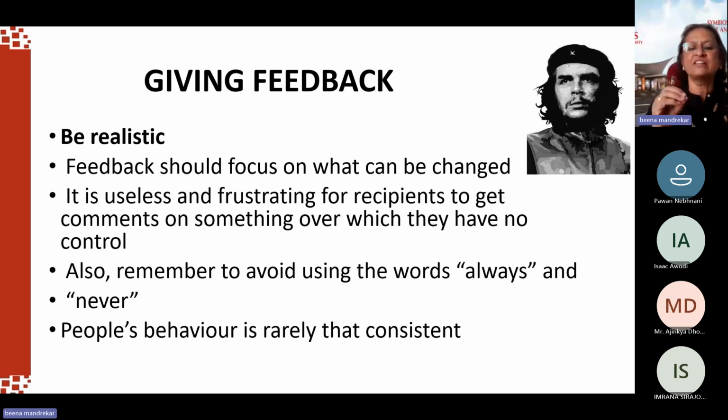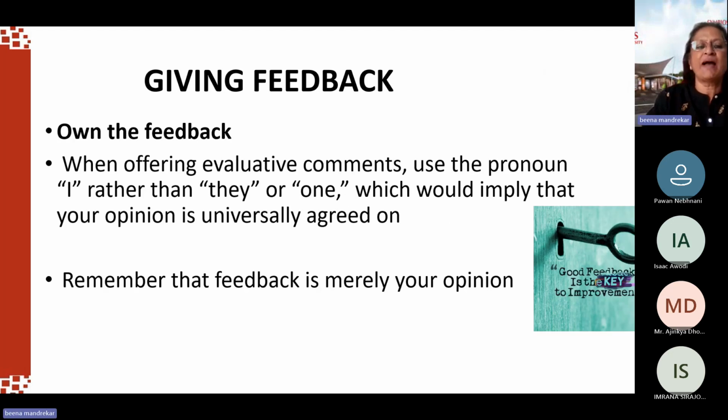People's behavior is rarely consistent. So never say always do this. Try and do this. I recommend that you do this. It's always polite to offer suggestions. Don't insist with your finger out like that. Own the feedback. Say I. Don't say they. They think that you should have done this. Or we think, no, we are not. I. Own the feedback. It is your opinion. Okay?